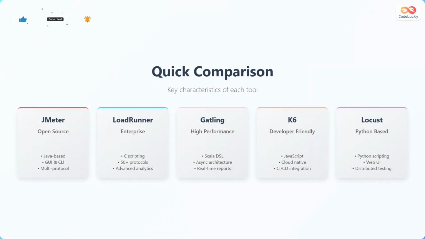Here's a quick comparison of the tools discussed. JMeter is open source, Java-based, and supports multiple protocols. LoadRunner is an enterprise solution with C scripting and advanced analytics. Gatling is high performance, using Scala DSL and offering real-time reports. K6 is developer-friendly, uses JavaScript, and is cloud-native. Locust is Python-based, featuring a web user interface and distributed testing capabilities. Each tool has its strengths, making them suitable for different scenarios.